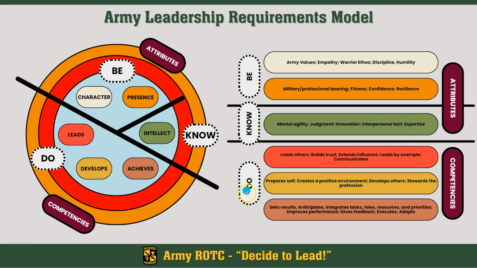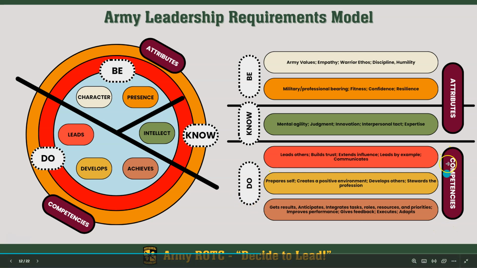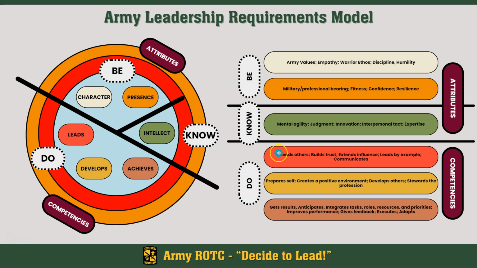Now let's move over to the do portion of this model, or our core competencies. So our competencies, again, leads, develops, and achieves, are split into these blocks here. So when we talk about being able to lead, we're saying that you can lead others. And that means people actually look to you as a leader. Like they see you, they visualize you as being a leader. So it's not necessarily just being told you're the platoon leader of this mission. It's also this idea that others are going to follow you.